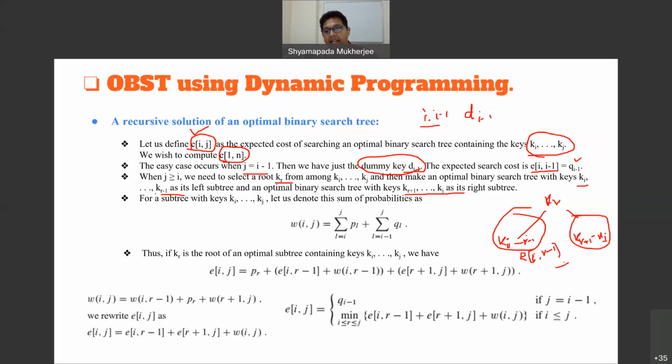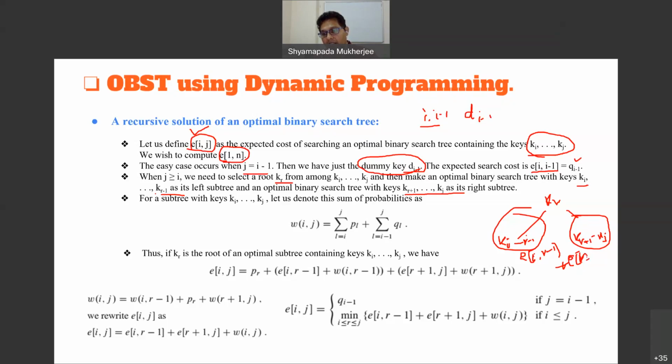Okay, and the probability of this one, because this is a part of this, so this will be pr actually. Since we are taking this one, the depth of all these three is increased by 1, because we are taking this route. So finally, we will get the sum of the probability of all the nodes for this subtree, because it will increase by 1.